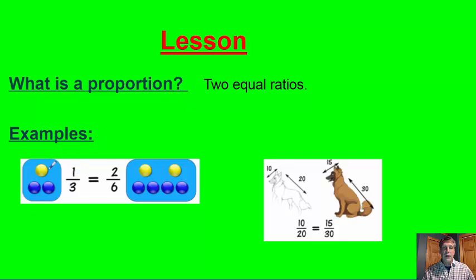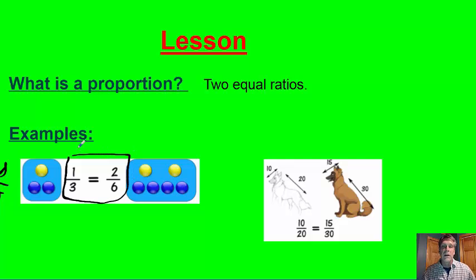I have a ratio of yellow to total number of marbles. So I have 1 yellow and 3 total. So I have yellow to total, a part to whole. And again, over here, equal to 2 parts. If I double this, I get 2. And then my 3 turns to 6, so I have 2 yellow, 6 marbles. That's called a proportion. This relationship right here is called a proportion.